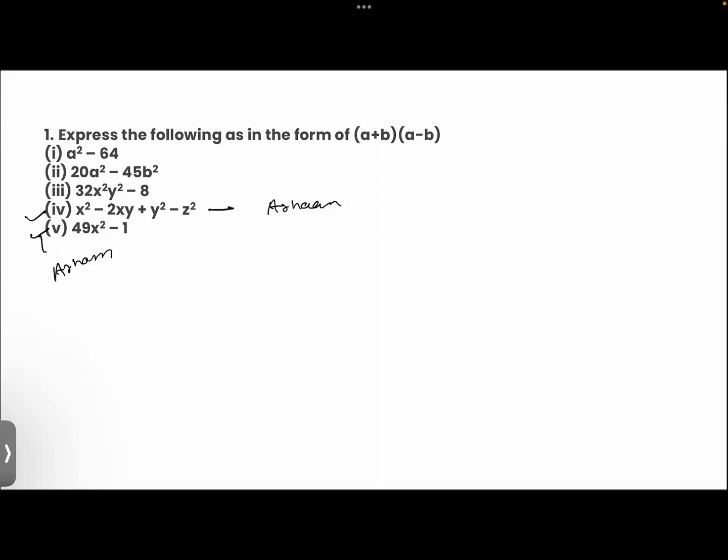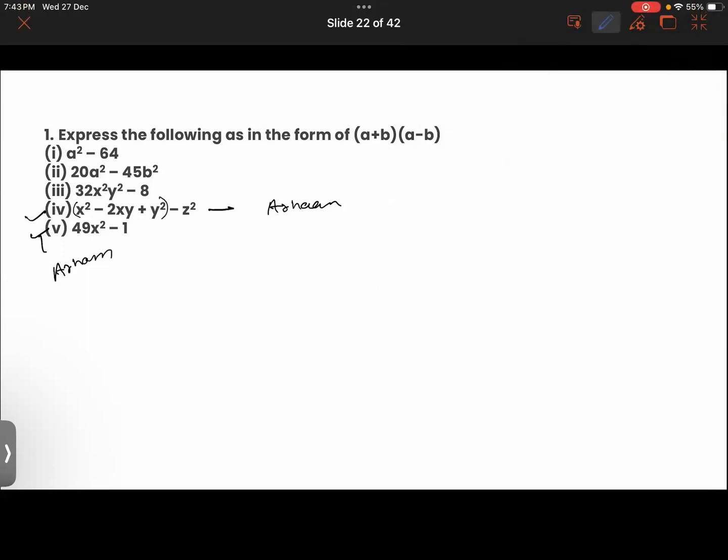So could you explain my question? Sure. You are required to solve question number 4. This is x square minus 2xy plus y square minus z square. You can clearly see that we can regroup x square minus 2xy plus y square together. Arham, you also look at this question.